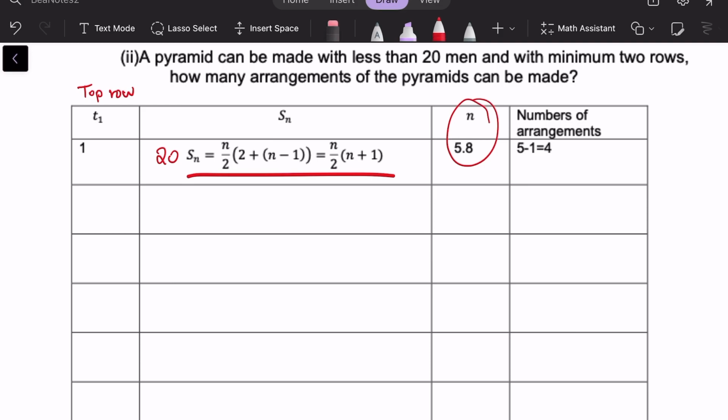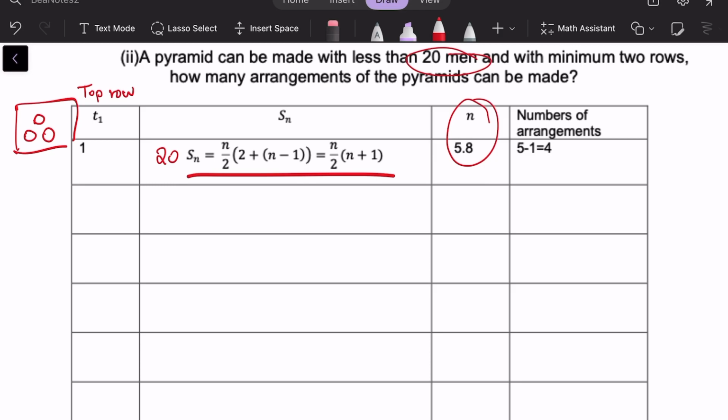So the maximum number of rows that we can make in a pyramid where the top row has to have 1 person, and we have a maximum of 20 men to work with, is going to be 5. So we can have a maximum of 5 rows under these conditions. And now number of arrangements basically means if the top row is 1 person, then the next one has to have 2. So we could make a pyramid like this because we have 20 men to work with, but we don't have to use them all. We can have less than 20 men in our pyramid.